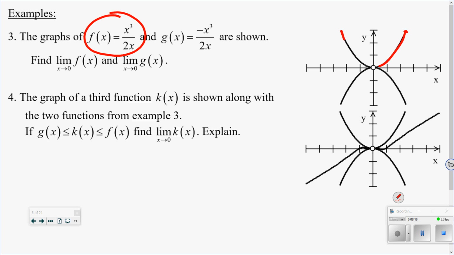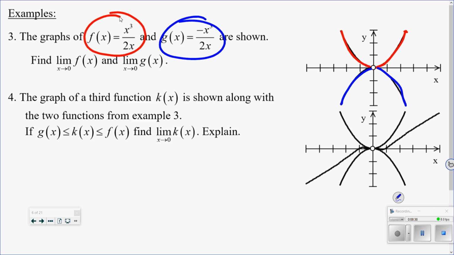So the one right there outlined in red has to be f of x. G of x, if I plug in positive numbers, I get a negative over a positive, so it's actually getting smaller. I'll outline it in another color. That one's g of x right there. So g of x is in blue, f of x is in red.